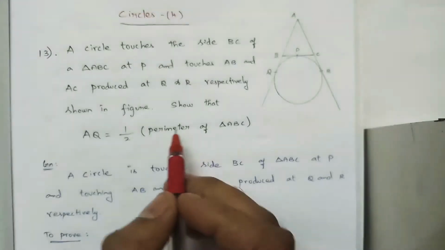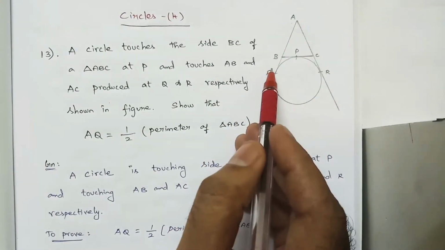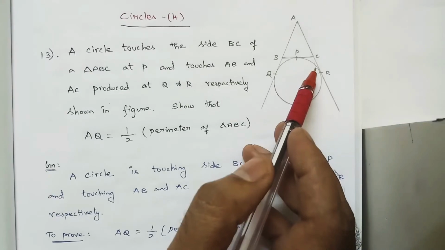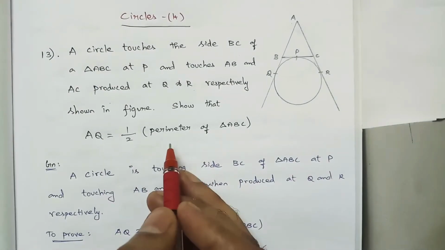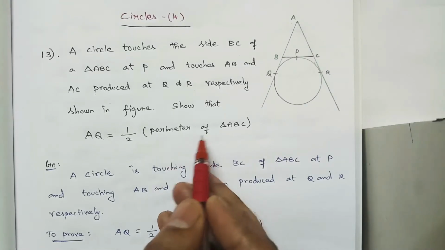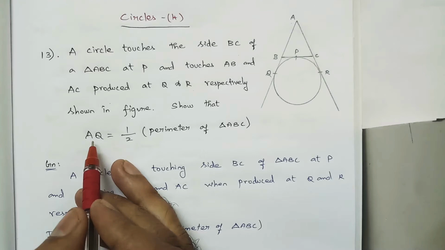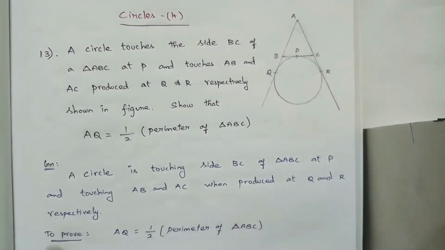Suppose they have given the perimeter of triangle ABC and ask you to find the length of the tangent AQ or AR, then by using this property we can find it. They have given the perimeter of the triangle; half of the perimeter of triangle ABC is the length of the tangent AQ. So how am I going to prove this? It's very simple.